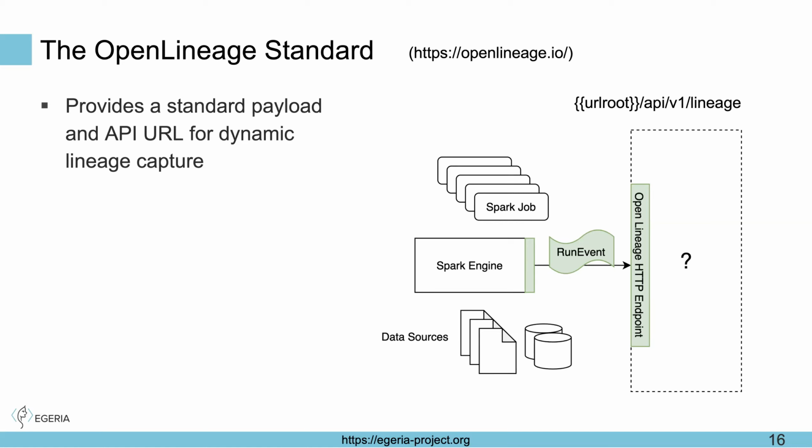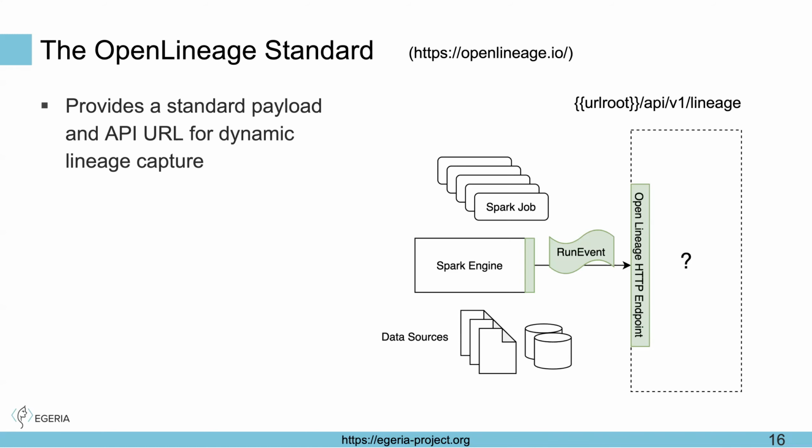So it defines the payload of something called a run event that a particular engine produces every time it starts or stops a process instance, or has news to report effectively. And then there's a definition of an endpoint, shown at the top there, URL route slash API slash V1 slash lineage, that a backend can implement. And the first part of that address is configurable. So engines don't have to care about where they're publishing to, they just publish the standard payload to the address they're configured with.